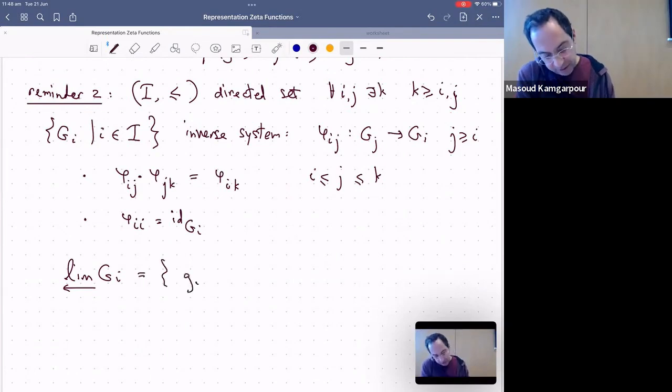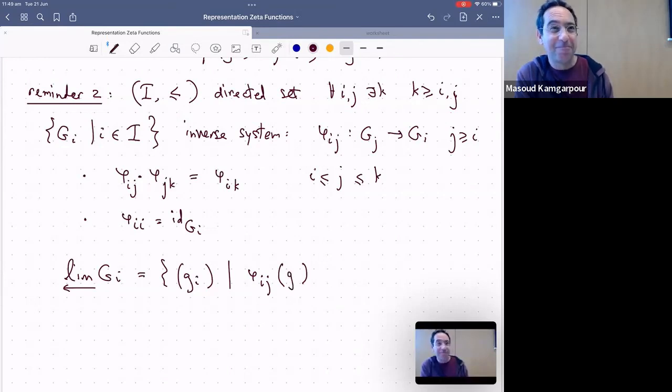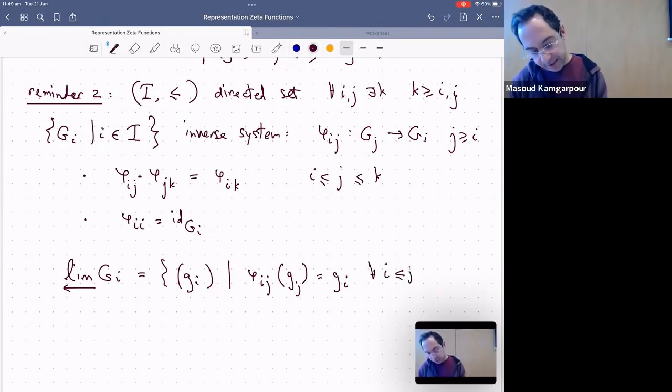So I'm looking at the collection of elements g_i such that phi_ij of... quick quiz. Should I put here j or i? G_j, right? The larger one. G_j, and that should be equal to g_i. Okay, so these are compatible systems for all i less or equal to j, and that's a subset, to begin with, of the product.